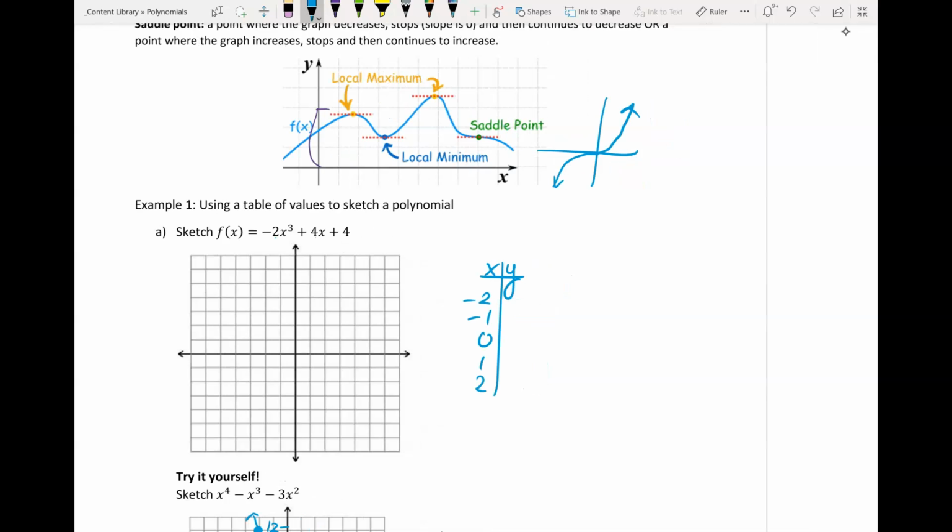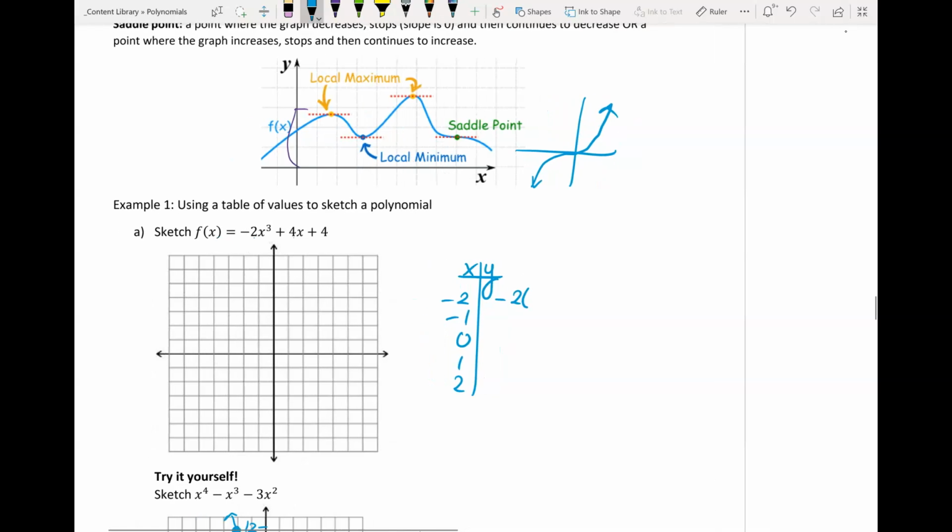Okay, so I'm going to go ahead and plug in our -2 into our function of f of x. So every time I see an x, I'm just going to replace it with a value -2 so I can get the y value. Okay, so then we have -2 times -8 minus 8 plus 4. That's positive 16 minus 8 plus 4, which is 12.